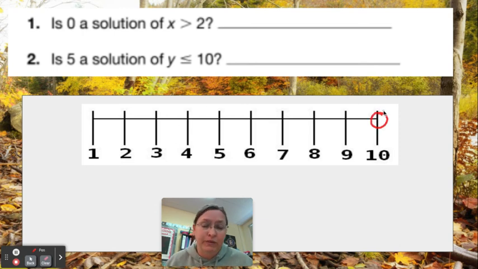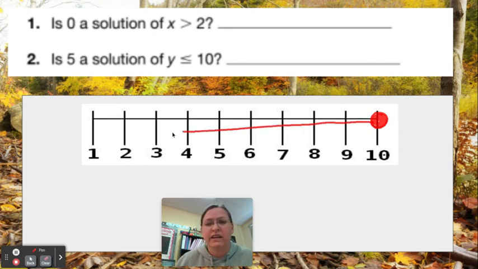And I'm going to put a circle. And then I'm thinking, is my circle open or closed? Well, this one, it equals. So my circle is closed. So let me color it in. And now I have to color in everything to the left because I'm coloring everything that is less than 10.